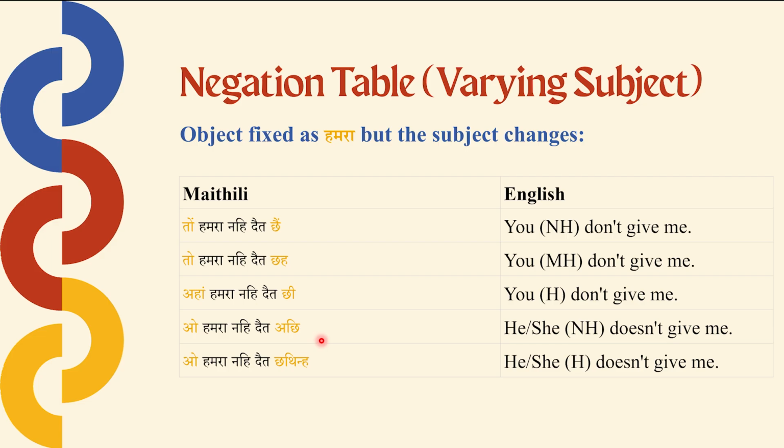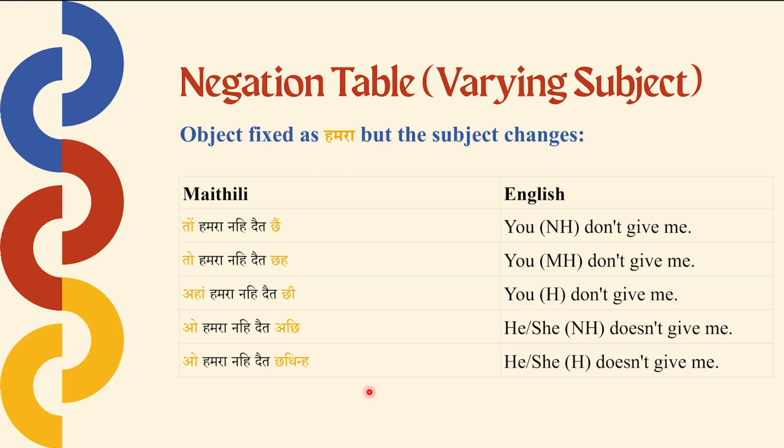In this table, you are going to see that in Maithili we have got the same sentence and with the negation added in it. So, to hamra nahi deit chhe. You don't give me. To hamra nahi det chha. You don't give me. Now, this one, when you are going to say to hamra nahi det chha, it means that you are addressing someone who is elder to you, but he is also very close to you. Aha hamra nahi det chi. You don't give me. O hamra nahi det ach. And last one, O hamra nahi deit chatin.